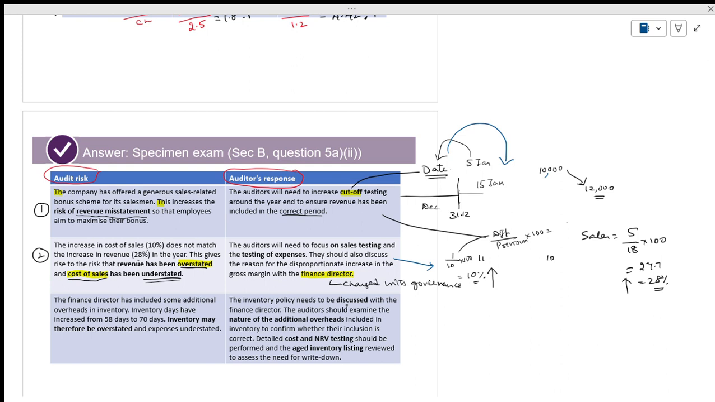The auditors need to focus on sales and testing. You have to test the sales and expenses. Two sentences, keep them in mind. This is the normal standard procedure. I tell my students, don't write one sentence. They should discuss the reason for the increase in the gross margin with the finance director. Again, read. When I am saying read without voice, you have to read. Slowly. Understand and read.